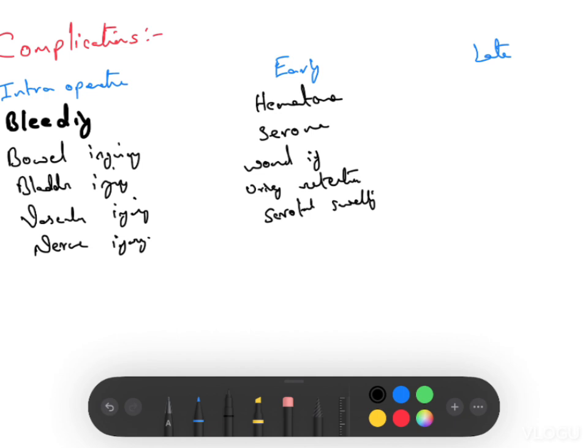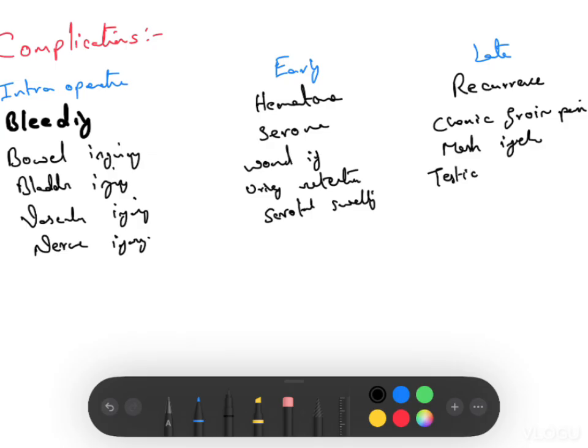Next, late postoperative complications: the patient can get recurrence, chronic groin pain, mesh infection or adhesions, and testicular atrophy. Also, if any nerve is trapped in the mesh, the patient can get neuralgia.